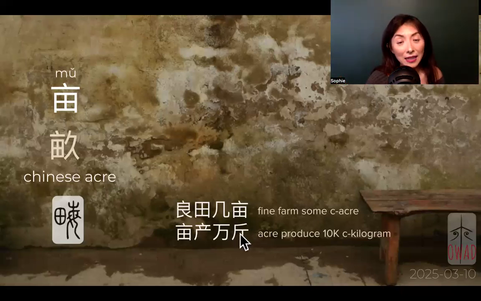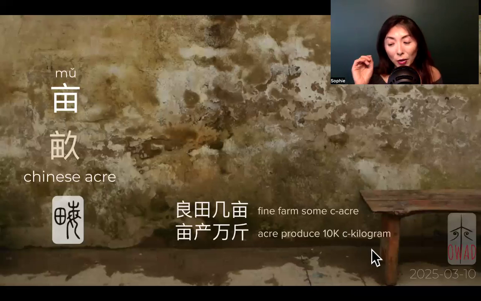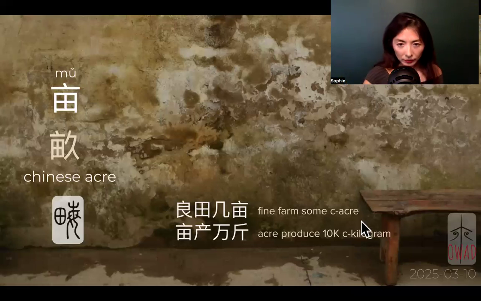And jin is another Chinese regional unit of measurement of weight. So I'd say Chinese kilogram. Roughly 1 jin converts to half a kilogram, 0.5 kilogram. So 500 grams is the equivalent of a Chinese jin. Okay. 亩产万斤 in today's standard would be a scam.